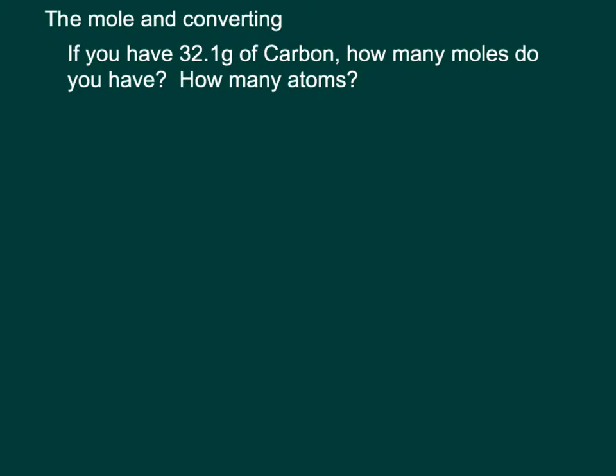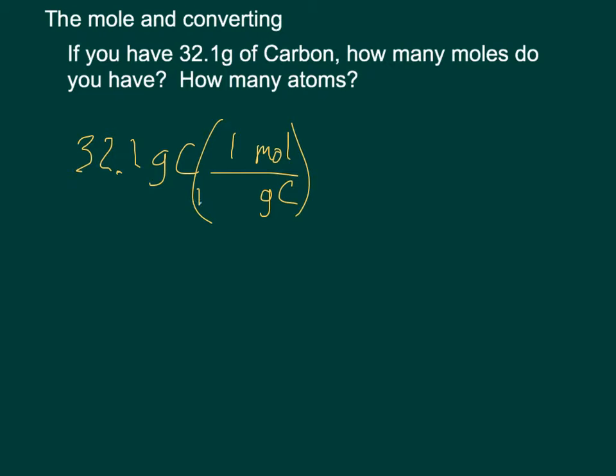So therefore, in order to solve this problem, here's how we're going to set it up. We're simply going to say 32.1 grams of carbon. We want to go to moles, so moles go on the top, grams of carbon on the bottom, 1 mole, 12.01, 4 significant figures should do it because we have 3 on that one. And if we were to do this one out, that's going to equal 2.67, rounding for sig figs, moles of carbon.